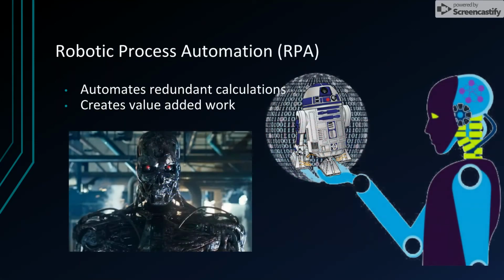With RPA, also known as robotic process automation, this is where an electronic robot, not a physical robot, automates redundant high-volume calculations or work. And it creates value-added work for employees of the company, who could save time from doing these otherwise redundant activities.